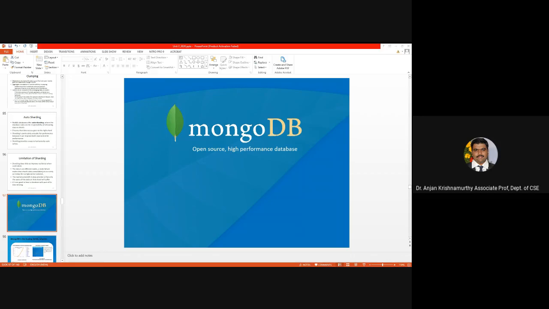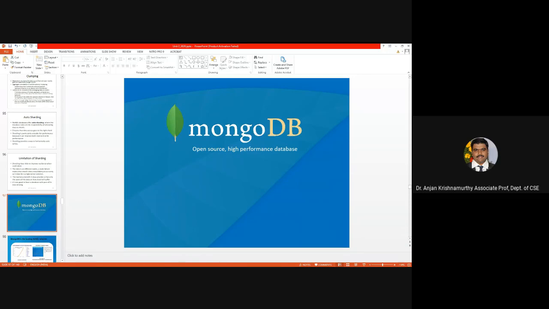The first thing that we are trying to do here is focus on two important categories of NoSQL databases. One of them is a CP tolerant database, the other one is an AP tolerant database, right? A CP tolerant database is a consistent and partition tolerant database. An AP tolerant database is an availability and partition tolerant database, right? One example of a CP tolerant database is MongoDB.